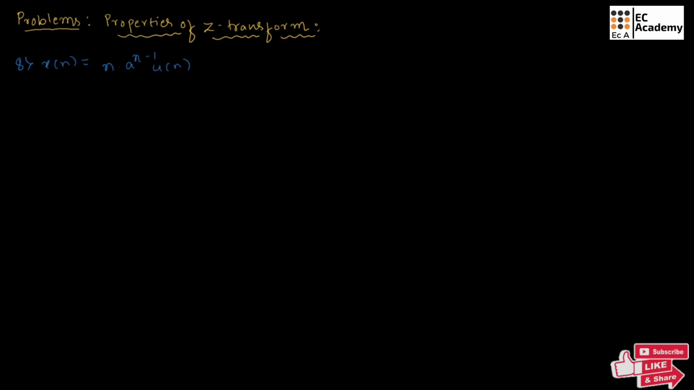Next problem is x of n is equal to n into a to the power of n minus 1 u of n. This problem is similar to the previous problem. So here we need to find the z transform of n into a to the power of n minus 1 u of n. Which is nothing but, we can write this equation as z transform of n into a to the power of minus 1 into a to the power of n u of n. Let us take this a inverse outside the Z transform.